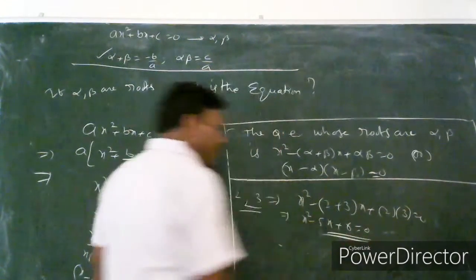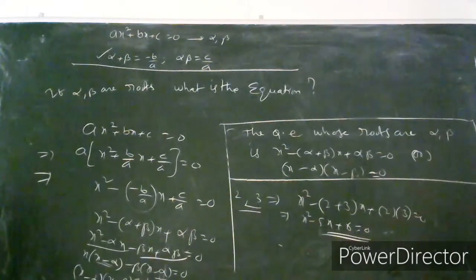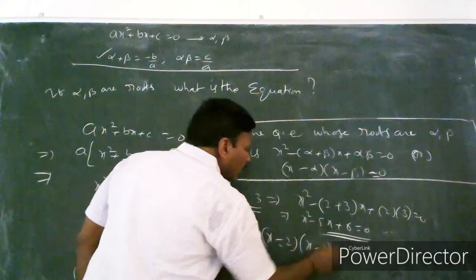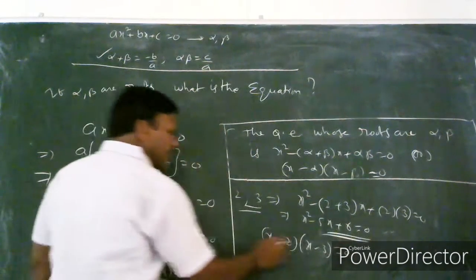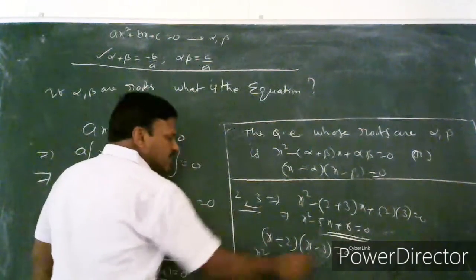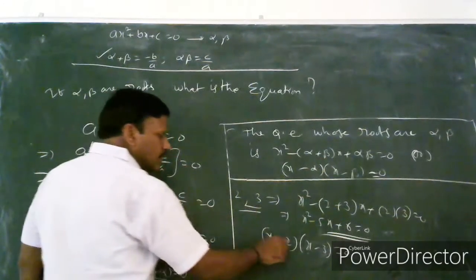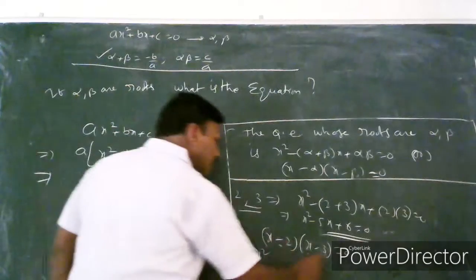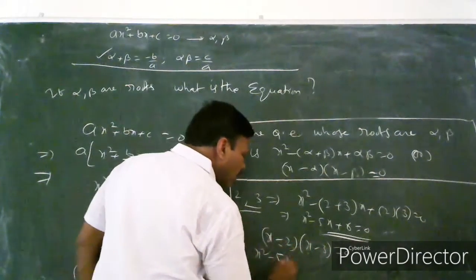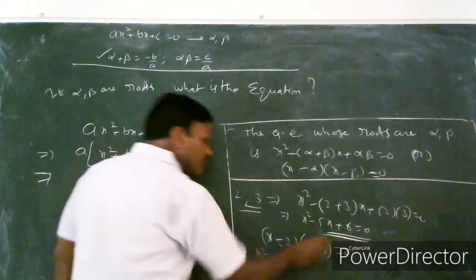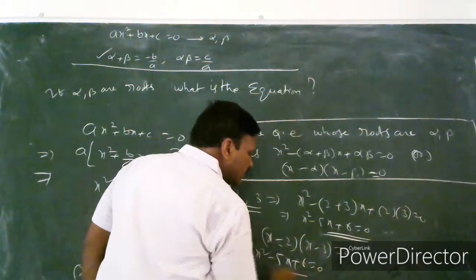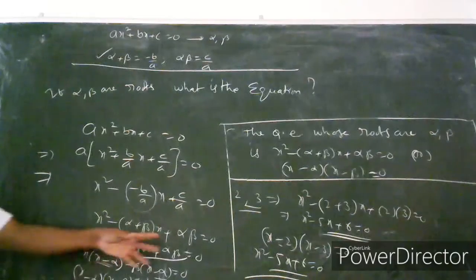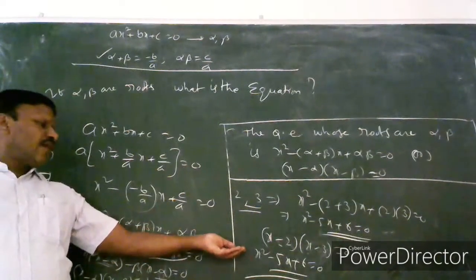This is one way. Another way is also there. What is another way? (x minus 2) into (x minus 3) is equal to 0. x into x, x square; x into minus 3, minus 3x; minus 2 into x, minus 2x; minus 3x minus 2x, minus 5x; minus 2 into minus 3, plus 6 is equal to 0. So by using this formula, we can find the quadratic equation simply.